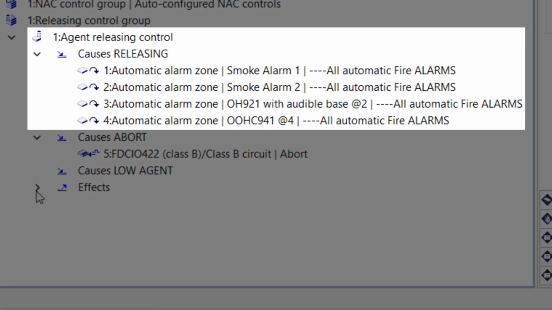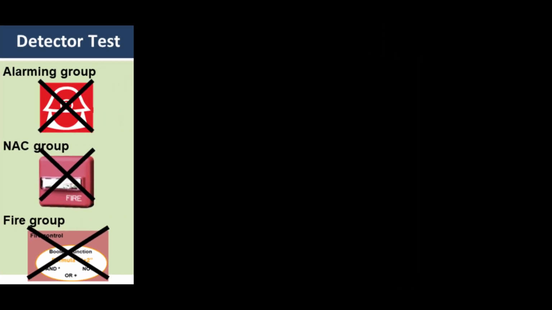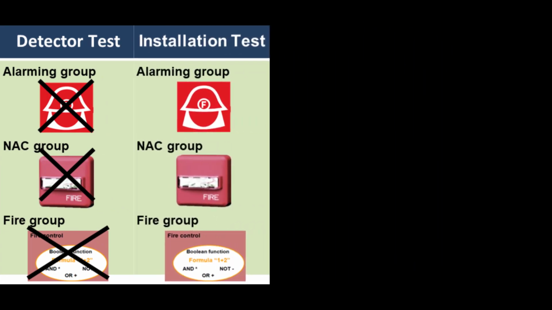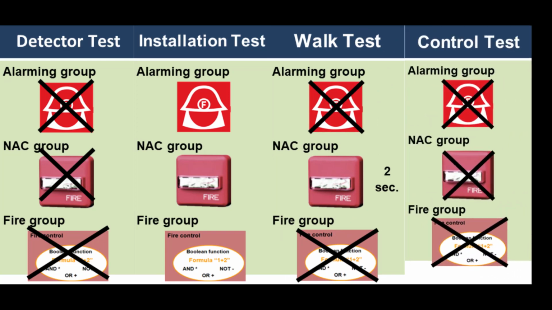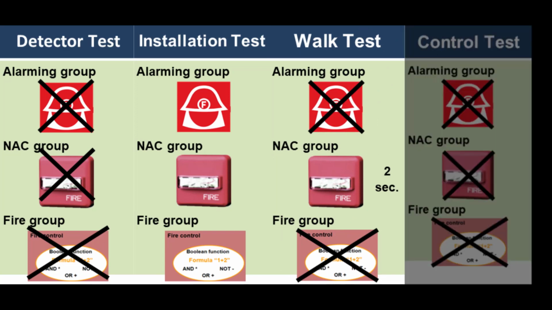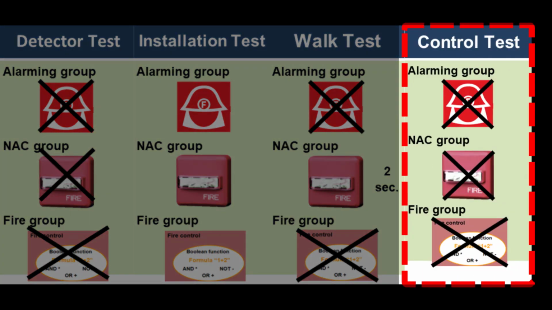I have it programmed in such a way that any 2 automatic alarms or 1 manual alarm in the system initiates the releasing process. The 4 test modes are Detector Test, Installation Test, Walk Test, and Control Test. We will look at the first 3 test modes. I have not seen a use case where specifically the control test is needed.